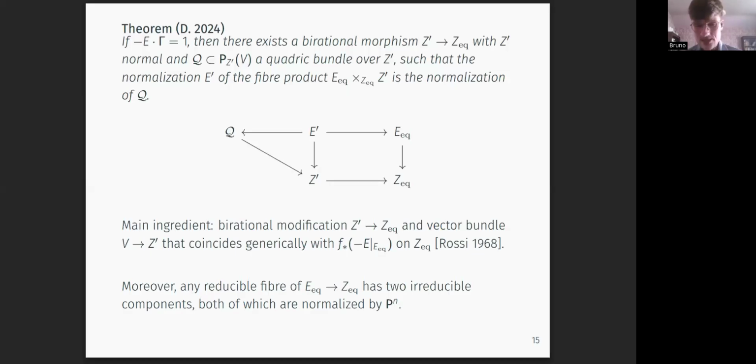Okay, so as I said, that's a behavior which is similar to the usual behavior of a quadric bundle, but this statement is weaker since these two components do not need to meet along a hyperplane, right? They can even meet along just a point, okay? And they are not necessarily normal, but we know that they are two and they are normalized by Pn.